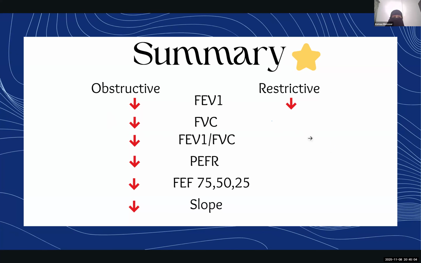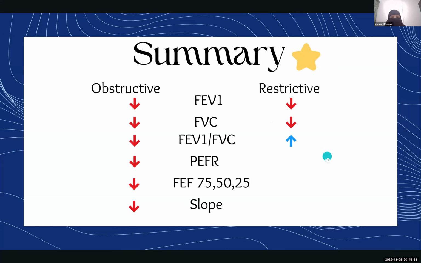Because there is less oxygen. Yes, very good. It will decrease, because there is less volume of air inside the lungs, so there will be less coming outside. Yes, Zaid. Very good. The FEV1 FVC ratio will either be normal or increase. Very good, guys.